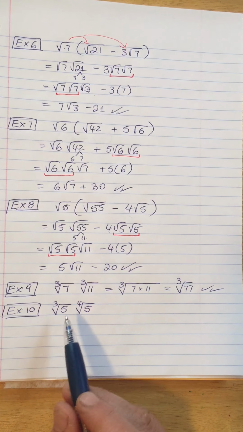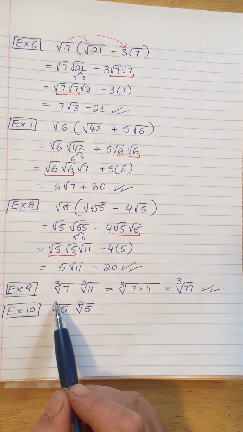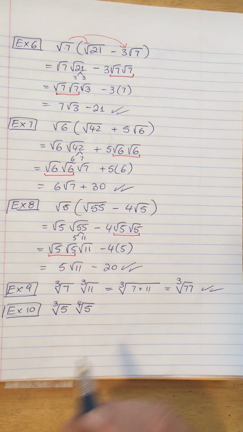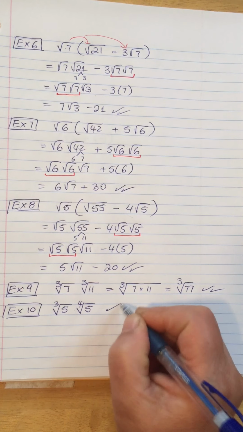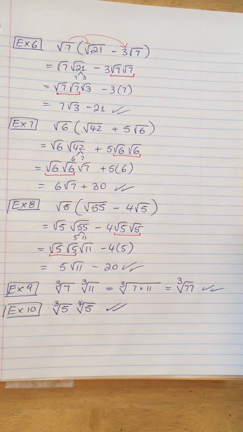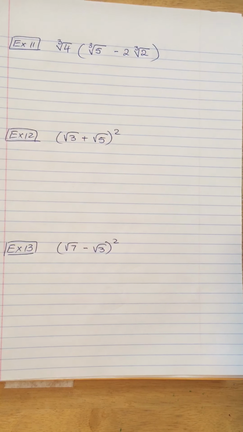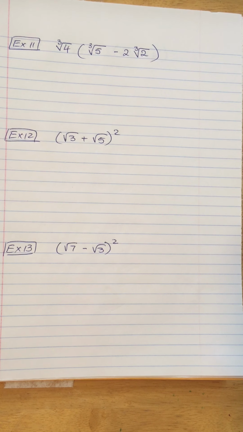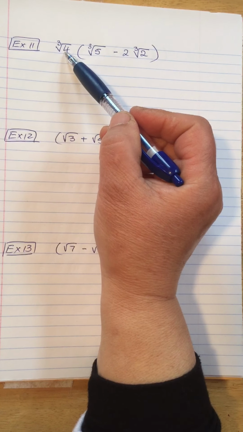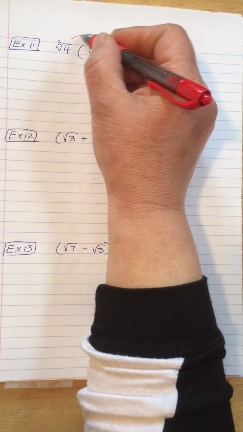Now example 10, I want to multiply these two radicals, but I cannot. Why? Because the index is different. So I'm leaving, cannot multiply here. Different index, I cannot multiply. Same index, yes I can. Example 11. So I have to distribute the cubic root of 4 into this binomial.